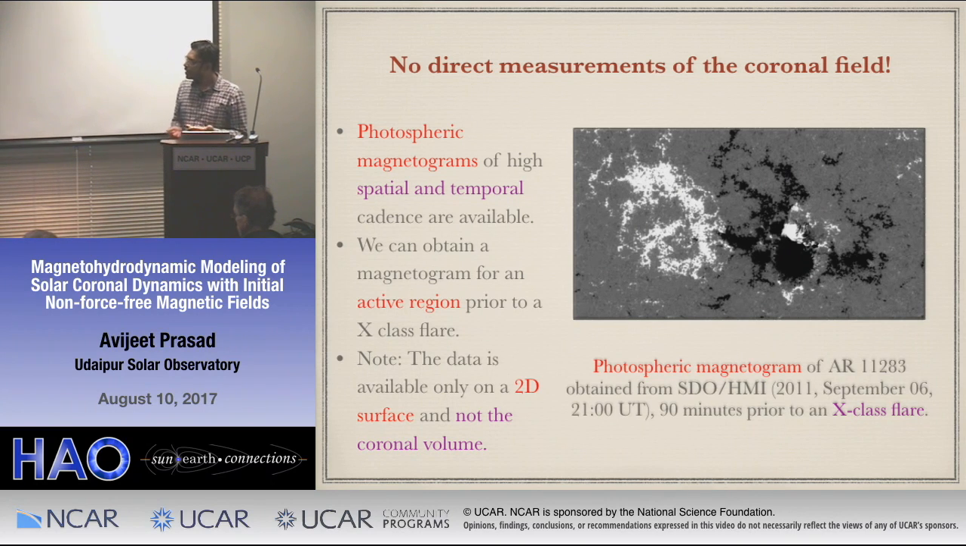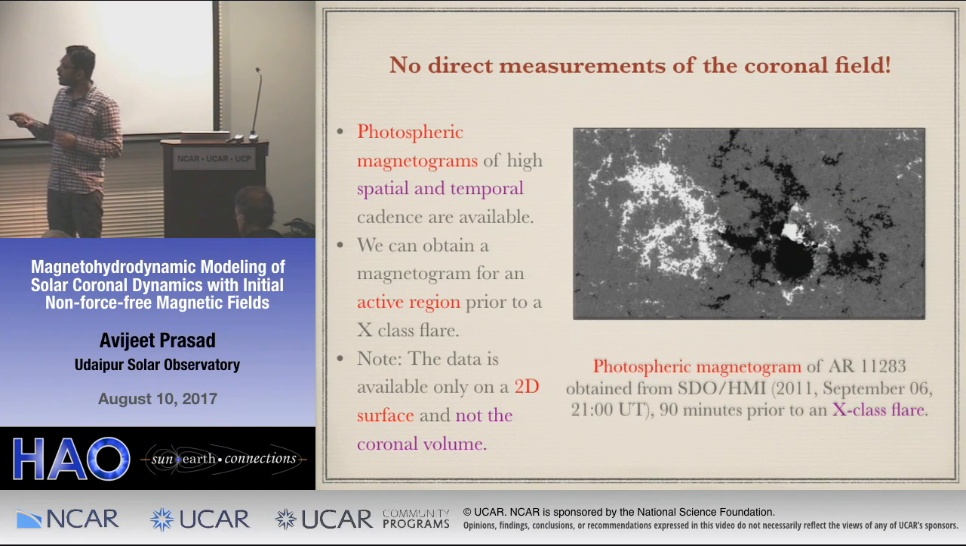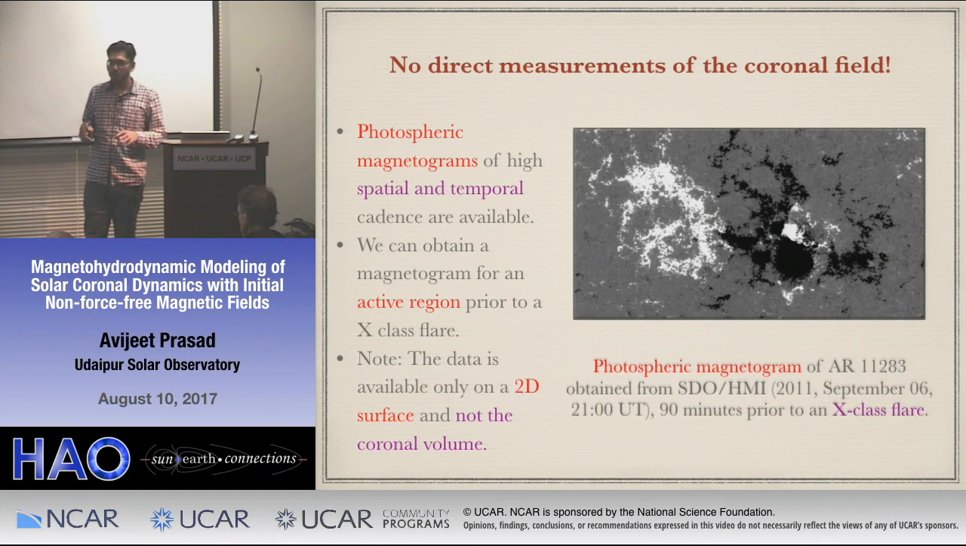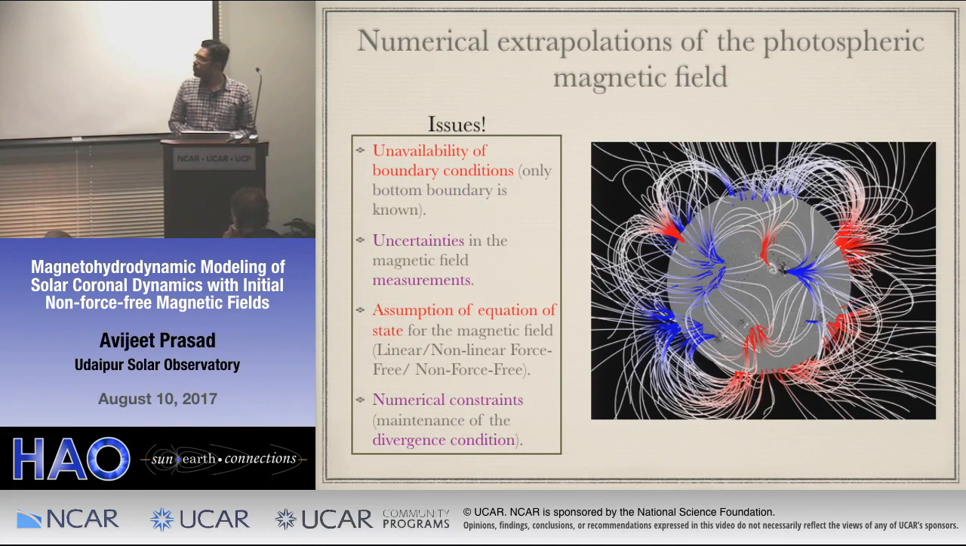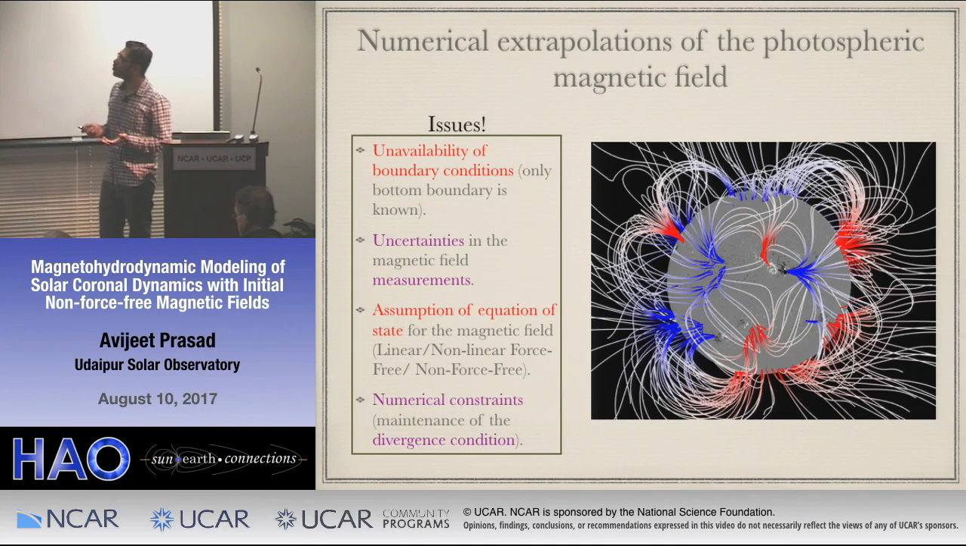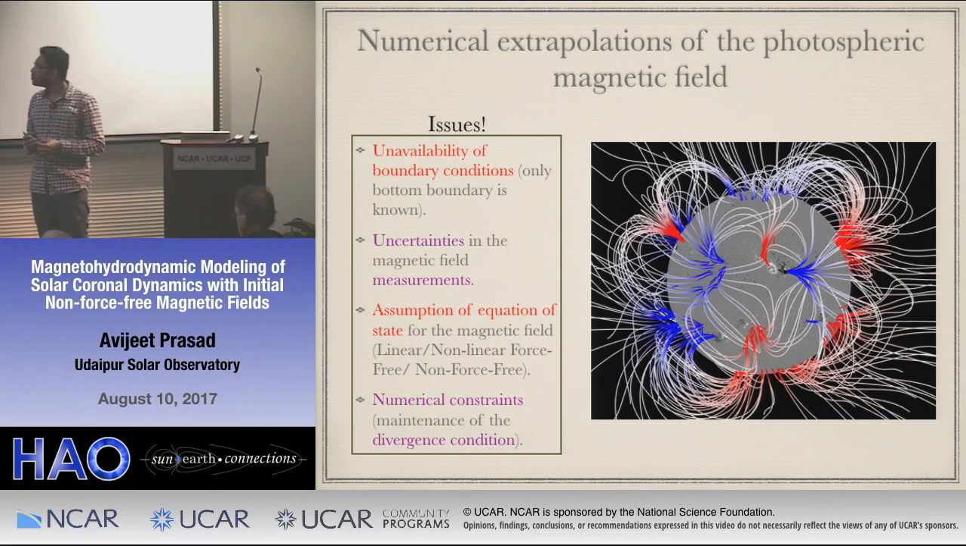Now it should be noted that, for example, in this case, this is a line of sight magnetogram of an active region where the white represents the positive polarity and the black represents the negative polarity. So now the information of the three components of the magnetic field is only known on a two-dimensional surface of the photosphere and not the entire coronal volume. So in order to infer the magnetic field in the entire coronal volume, there have been various numerical extrapolation techniques that have been used. For example, this is a simple potential field extrapolation technique by which we can generate the magnetic field in the entire coronal volume.